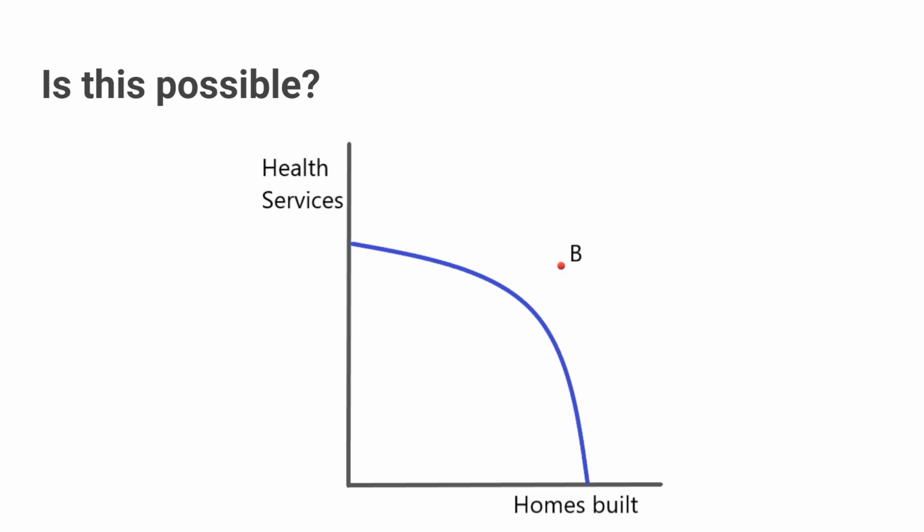Now, what about a point beyond the curve? Is it possible to achieve that? Well, the answer basically is no. We can't get to those points with existing resources. The only way we could get there is if somehow the curve shifts, and for the production possibilities frontier to shift, one of the things that we talked about earlier as being fixed would have to change.